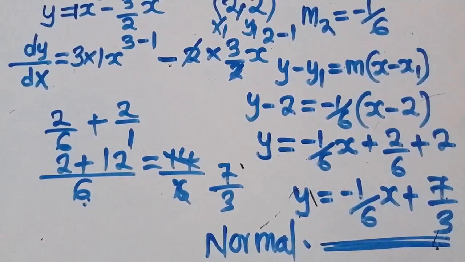So you've answered the equation of the normal and tangent. Hope you've seen the difference on how to find the equation of the normal and how to find the equation of the tangent. This is what you need to do. Let's move to the next question now.